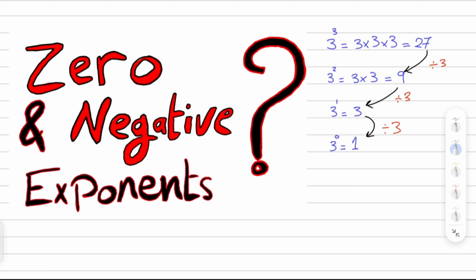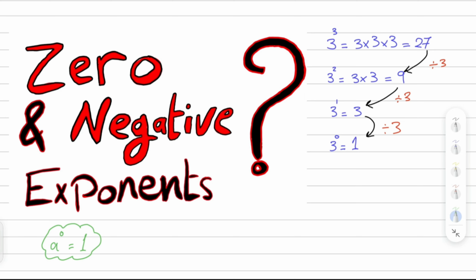And this is a general rule. Any number, I will write it for you here. Any number a raised to the power 0 equals 1. So this is the first rule in our lesson.